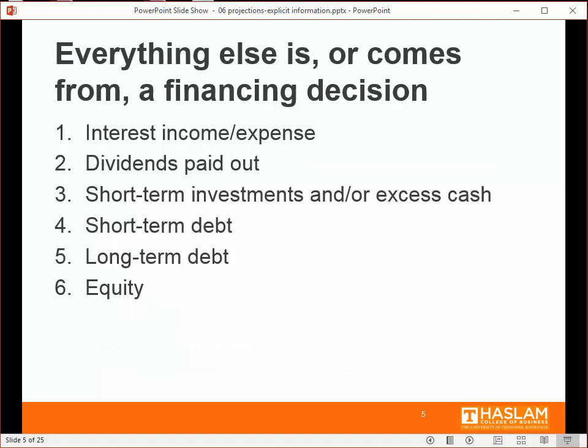Everything else on the balance sheet and all of the other items on the income statement that are below EBIT are either financing decisions themselves or come from a financing decision, and that would include interest income, dividends, short-term investment balances, short-term debt, long-term debt, and what ultimately is your equity level. So all of those are financing decisions, not operating decisions. Now, we're going to talk about both financing decisions and operating decisions, but remember that all we need are the operating items if we want to calculate free cash flow.